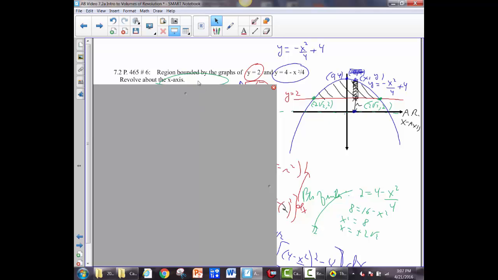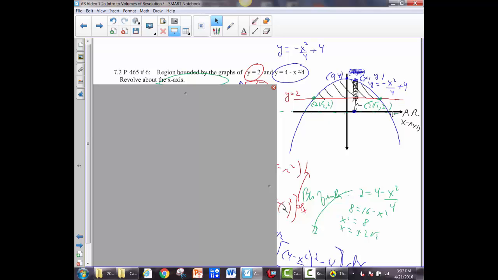Here's another quick one. Region bounded by the graph of y equals 2, which is this red horizontal line. And here's this parabola, y equals -x squared over 4 plus 4. We're revolving on the x-axis. So you can tell the x-axis is not one of the borders of the region. We are going to need the points of intersection, so we do need to solve the system. y is equal to 2, y is equal to 4 minus x squared over 4. That'll give you that they intersect at 2 root 2 and -2 root 2.